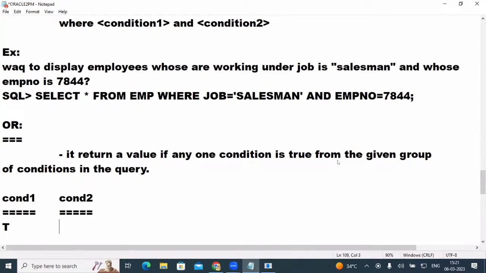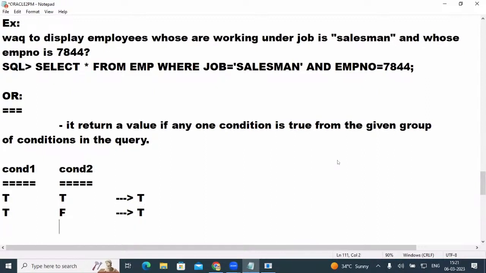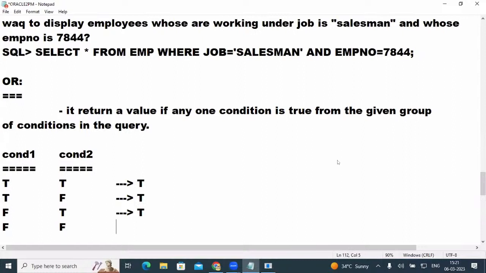First condition true, second condition true: true. First condition true, second condition false: true only. First condition false, second condition true: true only. First condition false, second condition false: false. So only when both conditions are false, there is no return value. If any one condition is true, it returns a value. If both conditions are true, it returns a value. Okay? Write down below.